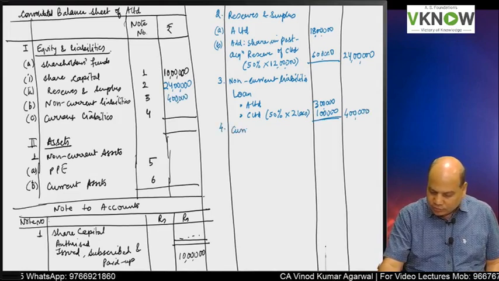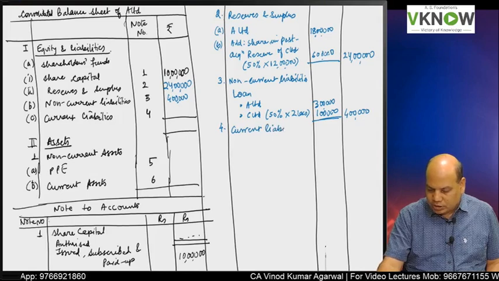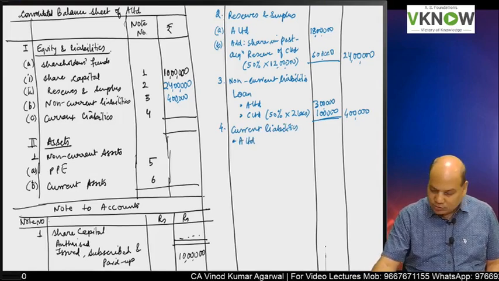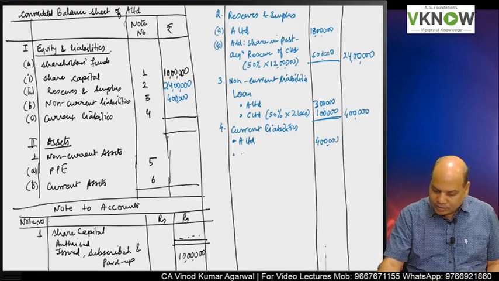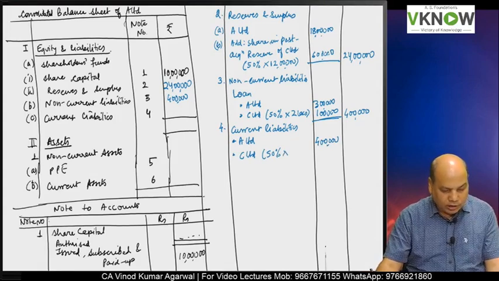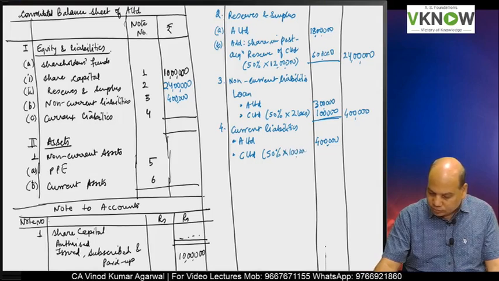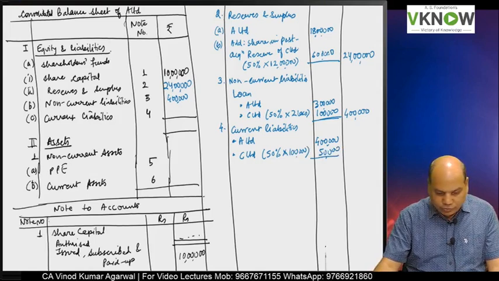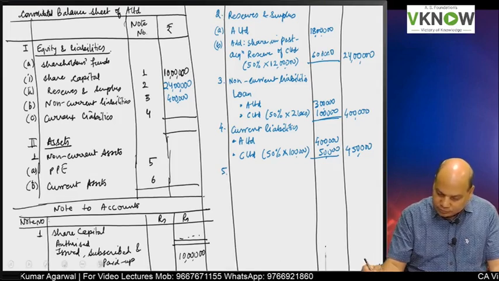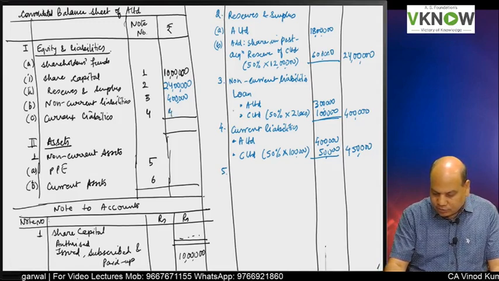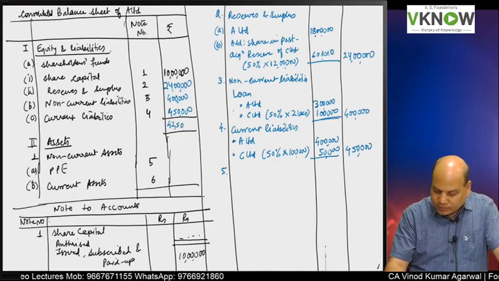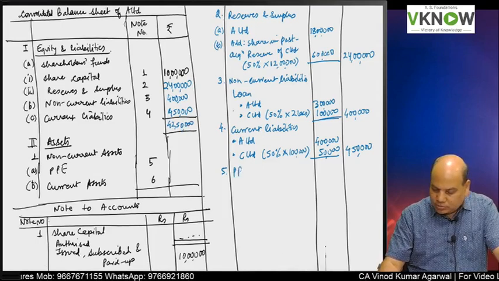Note number 4 write down. Current liabilities, same presentation. A Limited own current liability is 4 lakh and in the C Limited we have 50% share, so we will write 50% of 1 lakh, that is 50,000. So this total comes to 4 lakh 50,000. Then note number 5 we have, first to write 4 lakh 50,000 on the main balance sheet, take the total, that is 42 lakh 50,000.